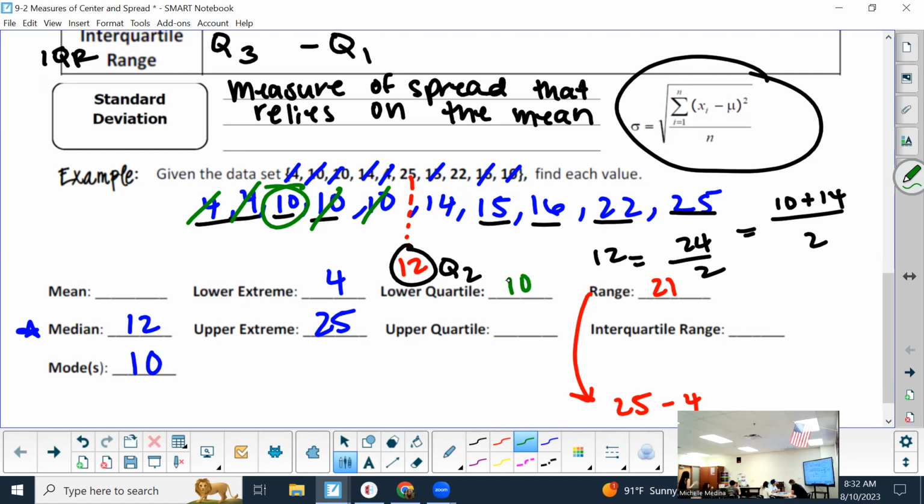If you haven't already, try finding the upper quartile. Don't yell it out though if you already have it. Just look at it, maybe on your paper, maybe on the screen.